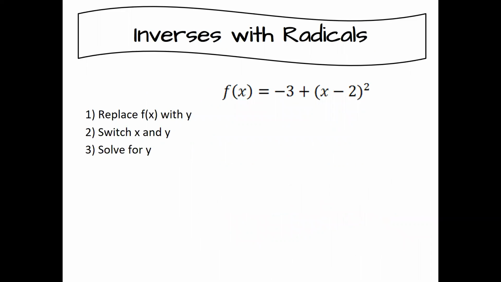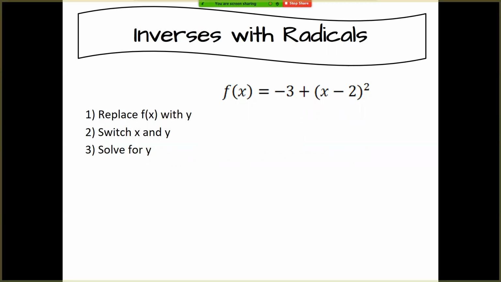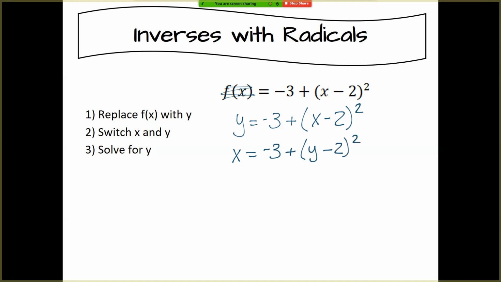So here's our first example. We have f of x equals -3 plus x minus 2 in parentheses squared. So first thing we want to do, step one, we're going to take out f of x and we're going to replace it with y. That's always going to be step number one. Step number two, we're going to switch x and y. So anytime we see y, we're writing x. Anytime we see x, we're writing y. Just like that.